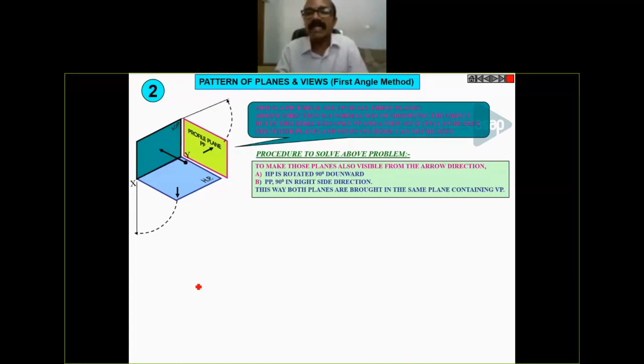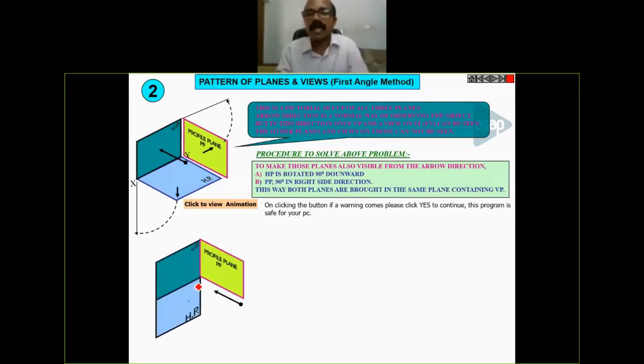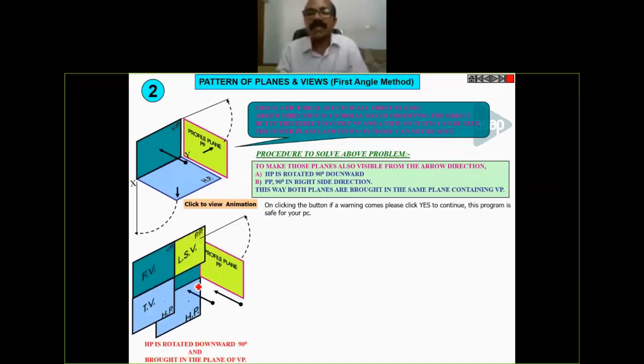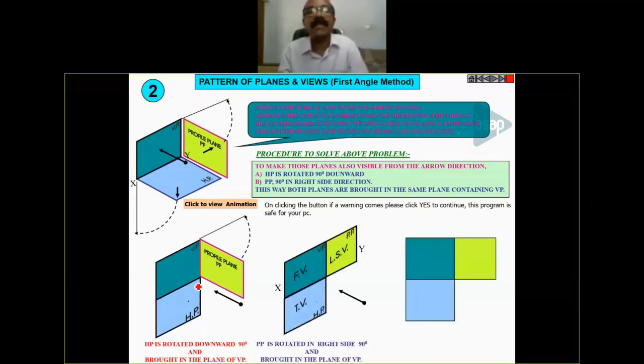You might have studied rotation of planes in the projection of lines and solids. See here, the line of intersection considering the horizontal plane and vertical plane. This blue plane represents the horizontal plane, and the green plane represents the vertical plane. The line of intersection of this horizontal plane and vertical plane we call the XY line.